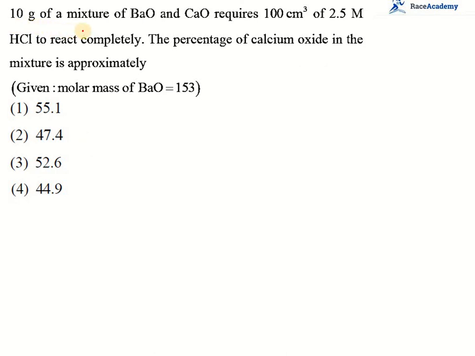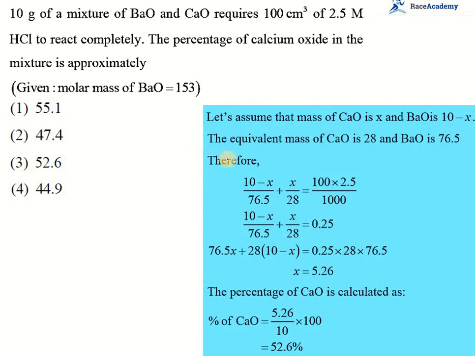Next question, 10 grams of a mixture of barium oxide and calcium oxide requires 100 cm³ of 2.5 molar HCl to react completely. The percentage of calcium oxide in the mixture is approximately how much? They have also given the molar mass of barium oxide as 153. So in this, assuming that the mass of calcium oxide is X and barium oxide is 10 minus X, then the equivalent mass of calcium oxide is 28 and barium oxide is 76.5, as their charges are 2 only.